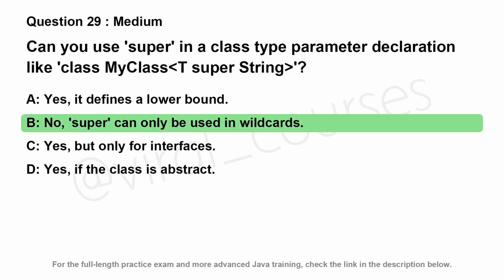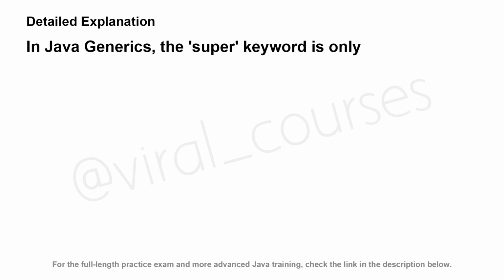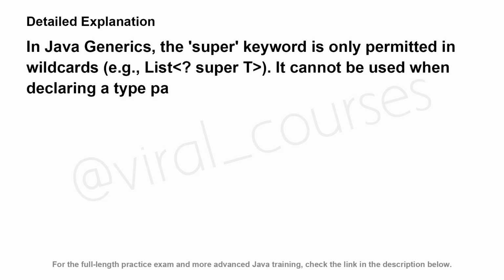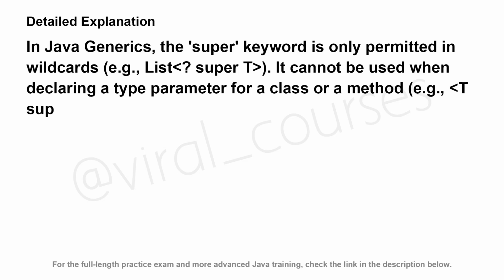The correct answer is B. In Java generics, the super keyword is only permitted in wildcards, e.g., List<? super T>. It cannot be used when declaring a type parameter for a class or a method, e.g., <T super String> is invalid.